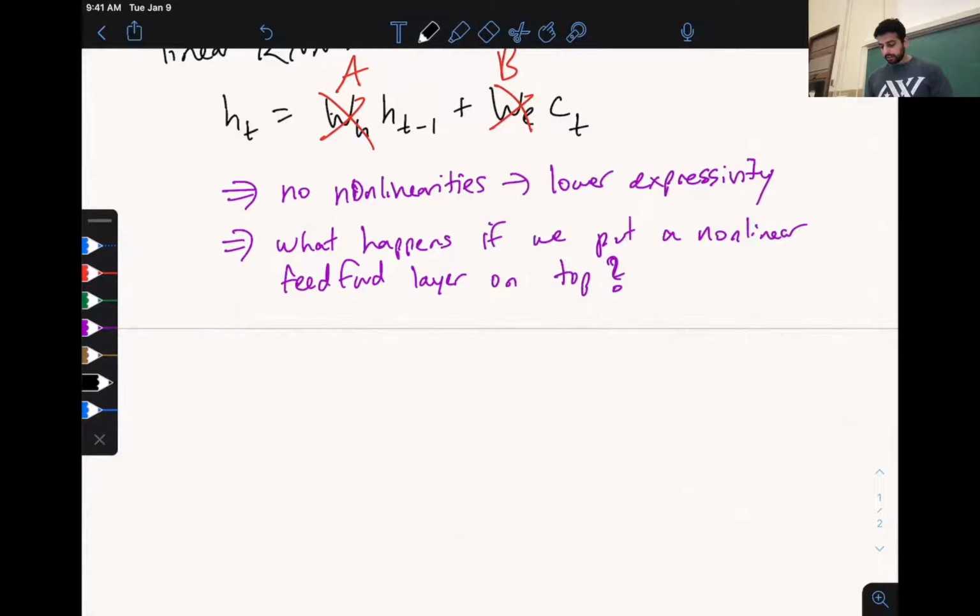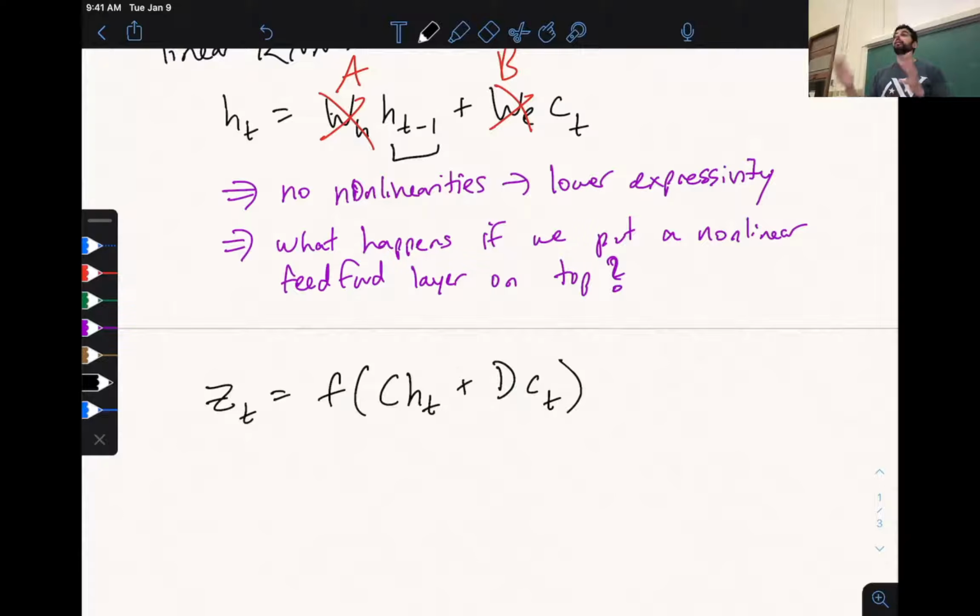Okay, so given this, one thing we can do is put a feed-forward layer on top. So we have F of matrix C times H sub T plus D times the current input. Now H sub T is the only part of this that deals with the previous hidden state, right? Assuming we've computed H sub T, this part can be applied in parallel across the sequence, right?